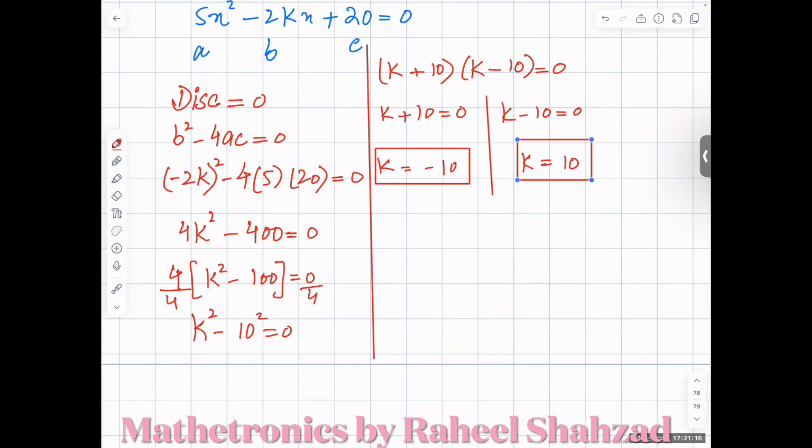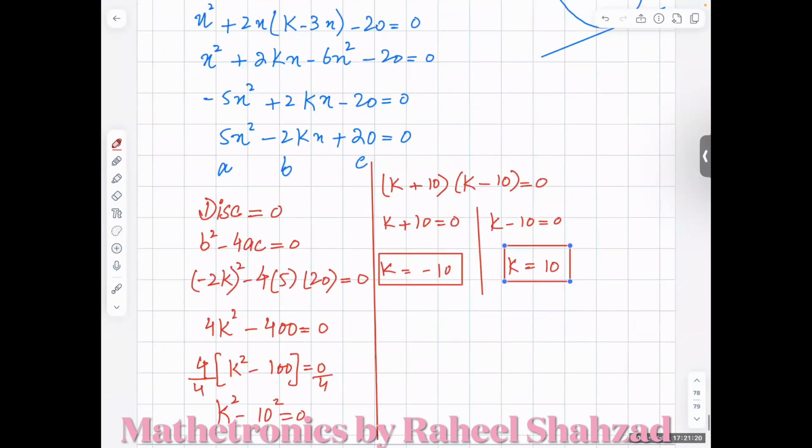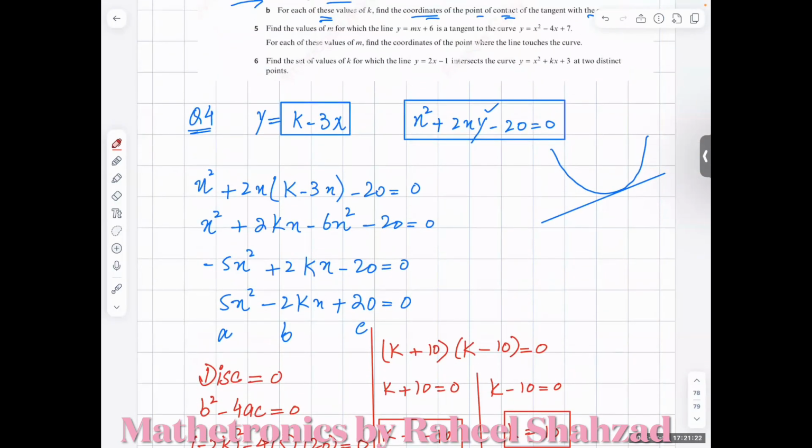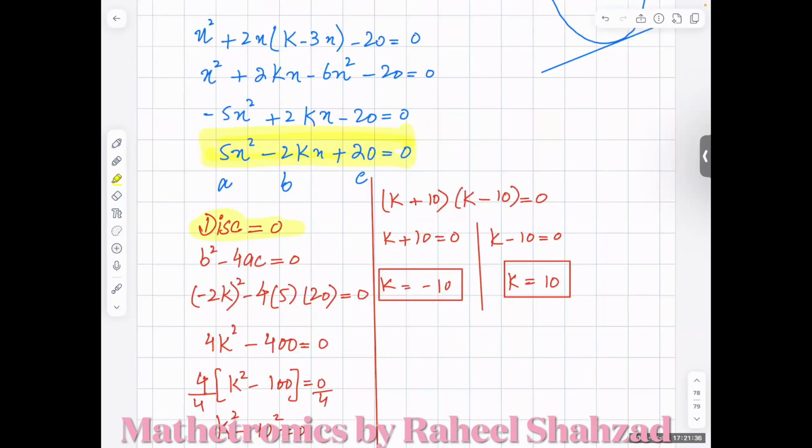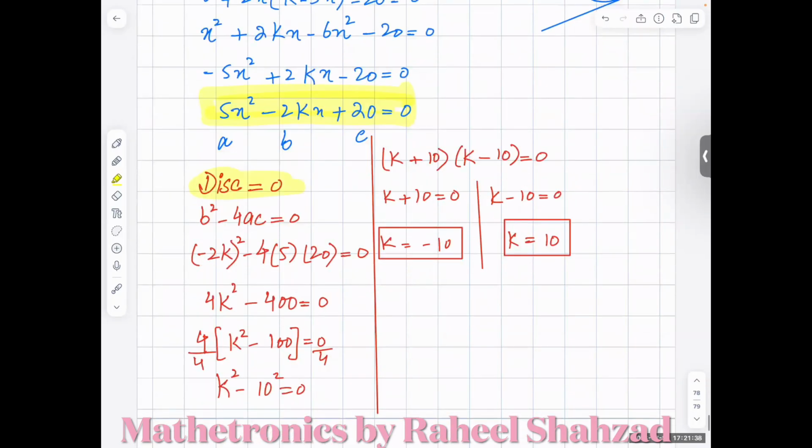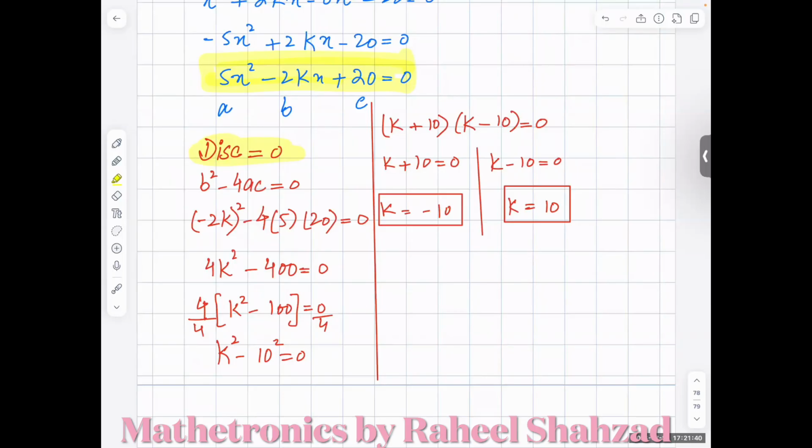Yes, Ahmed, Alina, Ayan, is that clear? We simply had one linear and one quadratic equation, right? A linear and a quadratic equation, okay? And we substituted this in the quadratic. We have a quadratic equation, and then for tangent, the discriminant must be equal to 0. Any questions so far? No, sir.